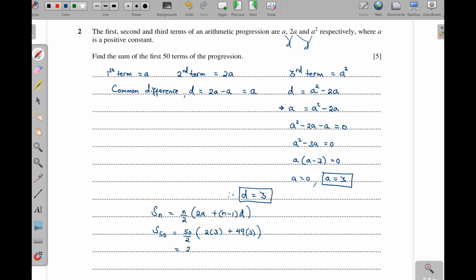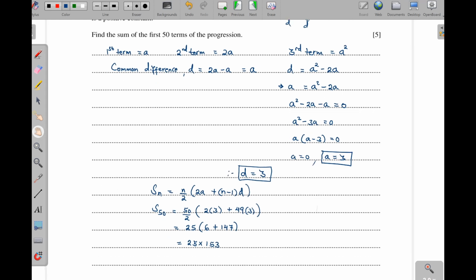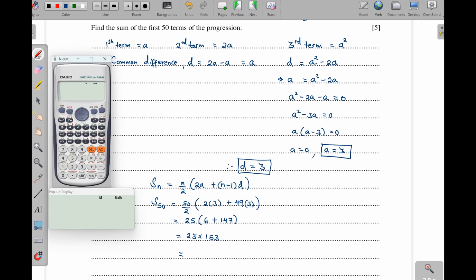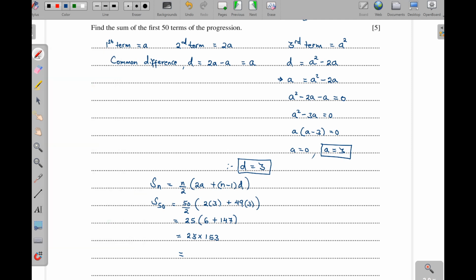So meaning here we shall get 25 into 6, plus 49 times 3. 50 times 3, you get 150, minus 3, that will be 147. Okay, and then we have 25 here, times this, 6 plus 147 is 153. Then altogether the answer becomes 25 times 153. That is 3825. As simple as that.